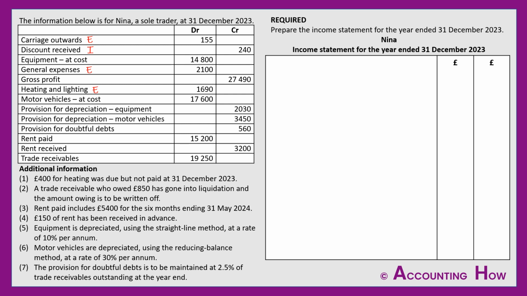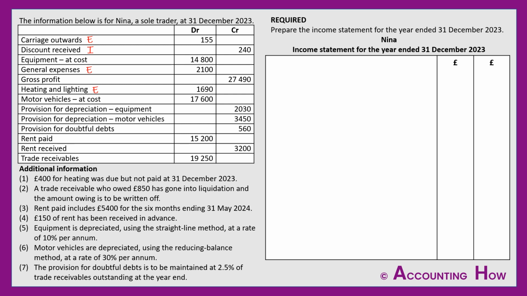Then they've given me the provision for depreciation on equipment and motor vehicles. So this is the amount that she has depreciated these two assets by up until now. So last year, the year before, she's been depreciating, and these are, if you like, the latest balances that we've been provided with. These balances might have to be amended.